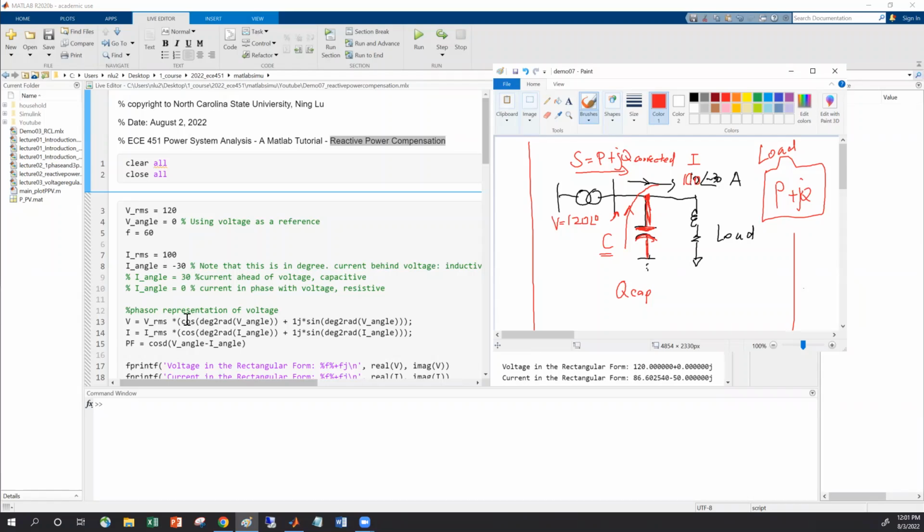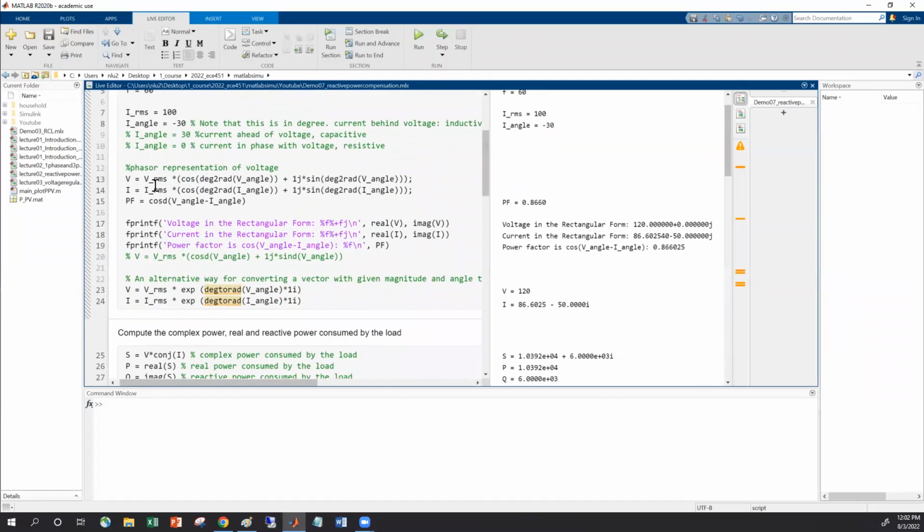Minus 30 right here. So first, we want to convert the polar value, which is this, to a complex number, which is right here. You can see 120 plus j0. We can use the RMS value times the cosine of the angle, plus the sine of the angle times j, okay? One thing, as we mentioned before, if our angle is represented in degrees, then we need to convert this angle from degrees to radians. So this is one way of doing that.